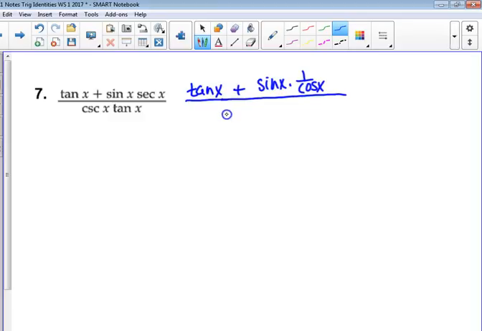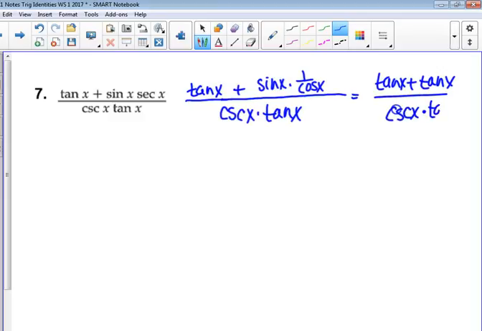Do you want me to mess with the bottom too or not? I think let's leave the bottom for a minute. This is not the way I did this, but I think she's got a great plan because what does this become back here? A tangent, right? Sine over cosine is tangent. So then we end up with tangent x plus tangent x over cosecant x times tangent x. What's a tangent plus a tangent? Not a tangent squared. 2 tan x.